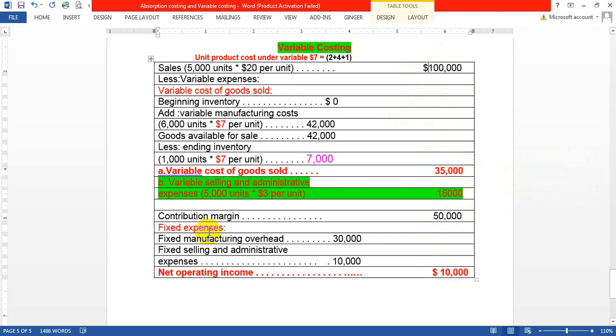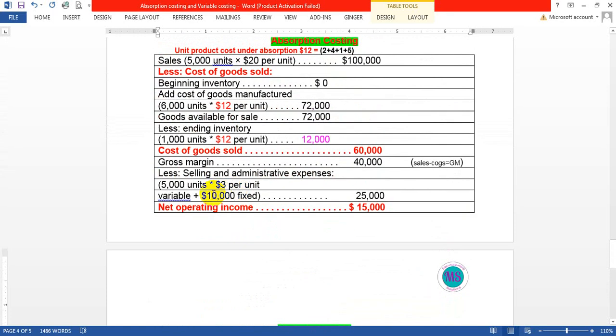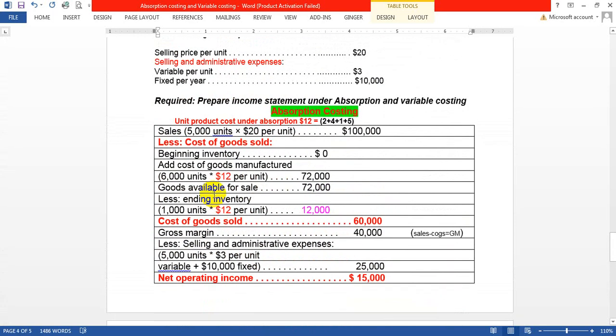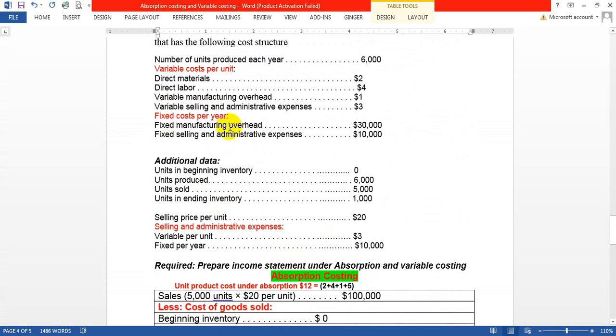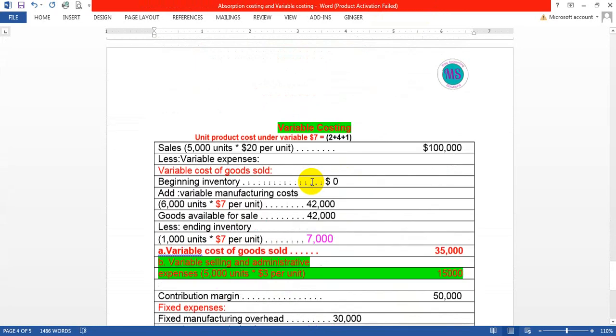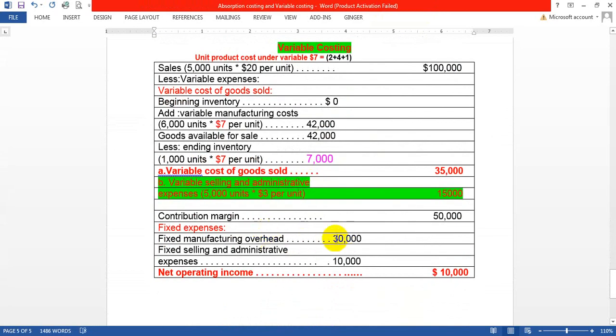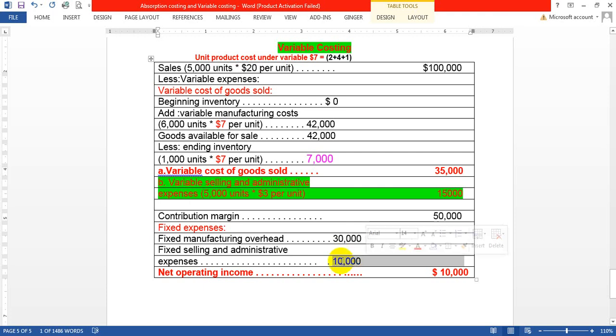Now deduct the fixed expenses. How many types of fixed expenses are here? Number 1, fixed manufacturing overhead, that is 30,000, and number 2, fixed selling and admin expense, that is 10,000. So 50,000 minus 30,000 minus 10,000 equals net operating income, which is 10,000.